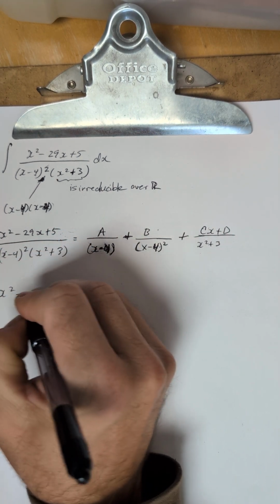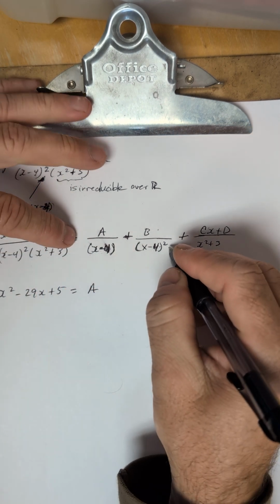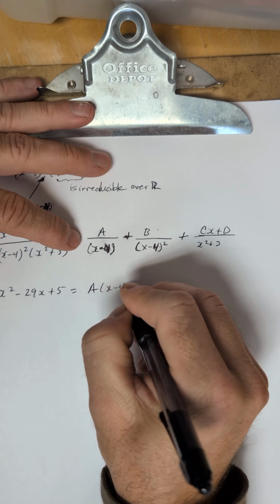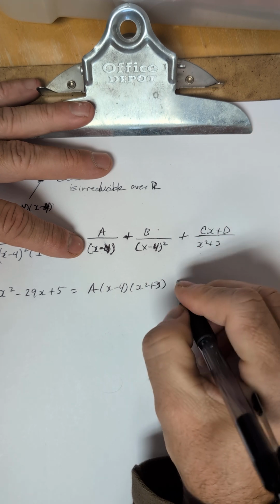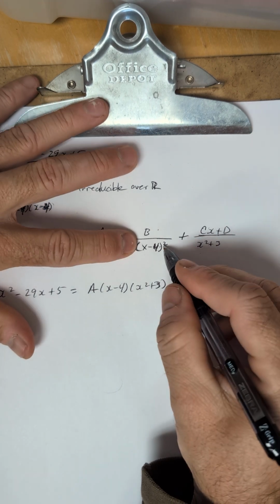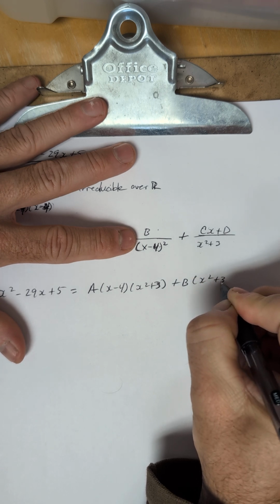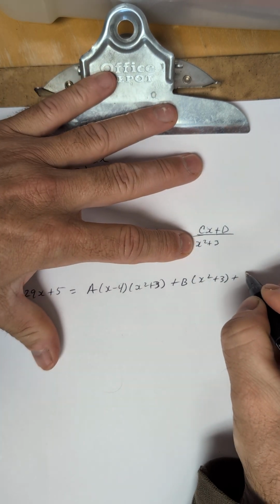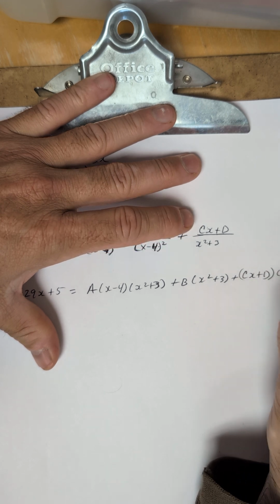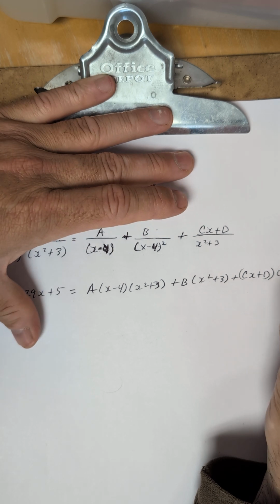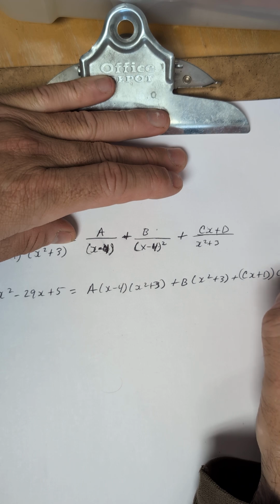And so it's going to give us x squared minus 29x plus 5 is equal to A. And I'm multiplying by this whole thing, so I'm going to be left here with an x minus 4 term, because only one of the factors cancels, and then x squared plus 3, plus B. And here now both of the x minus 4 quantity squares are going to cancel, so I'm just left with A times the x squared plus 3 term, and then plus, and now here this is going to cancel, so I'm left with Cx plus D times an x minus 4 squared.